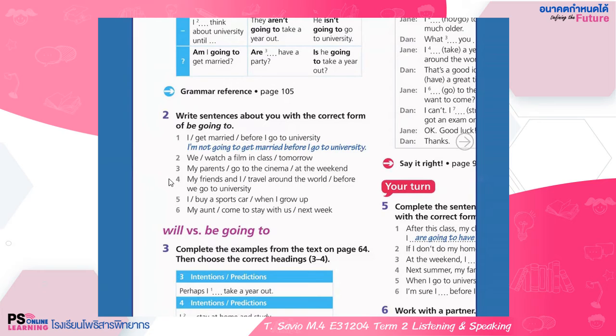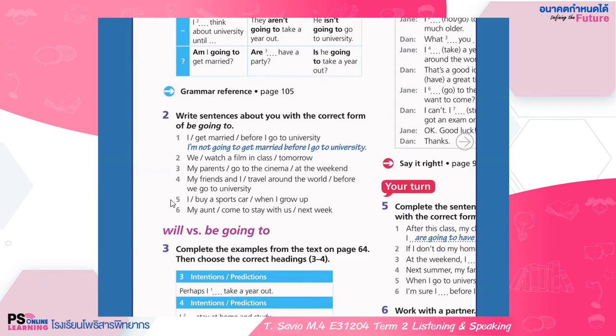4. The sections are, my friends and I travel around the world before we go to university. So the affirmative form will be, my friends and I are going to travel around the world before we go to university. And the negative form would be, my friends and I aren't going to travel around the world before we go to university.